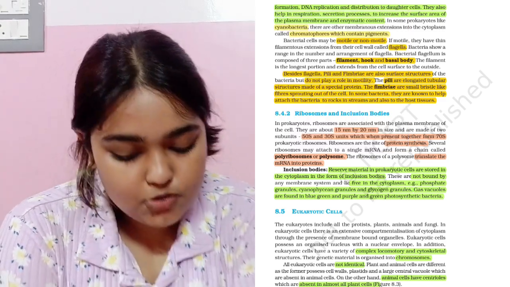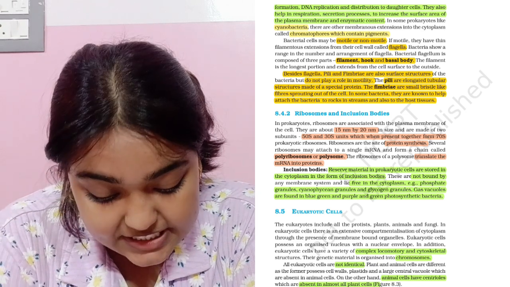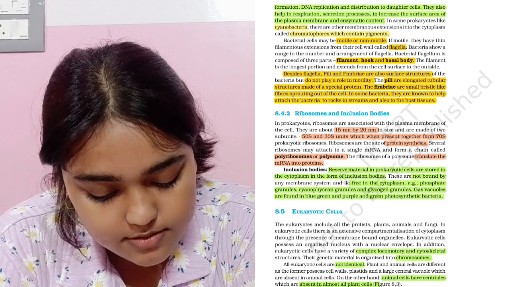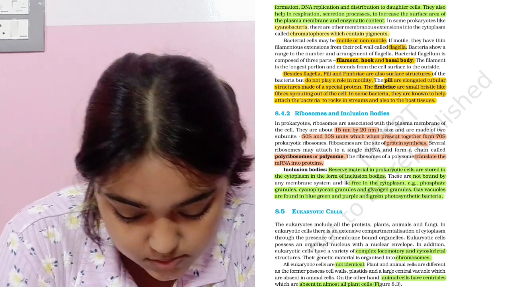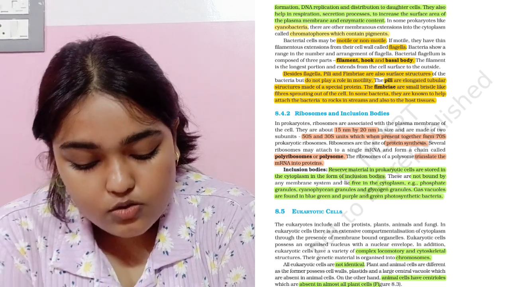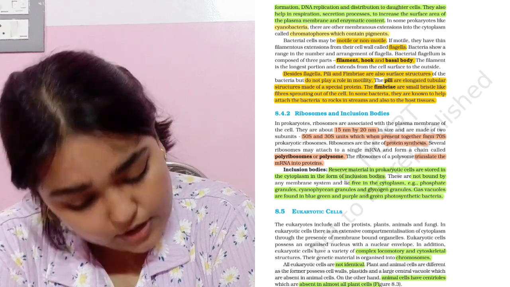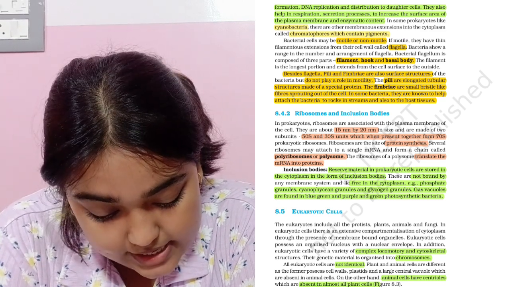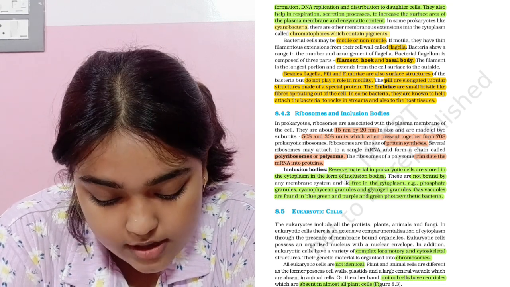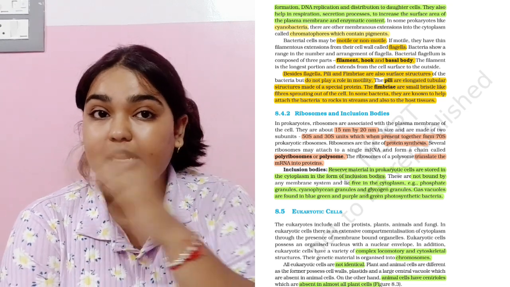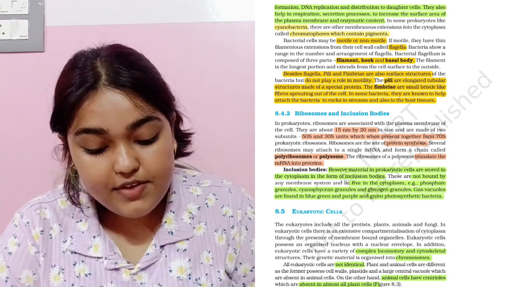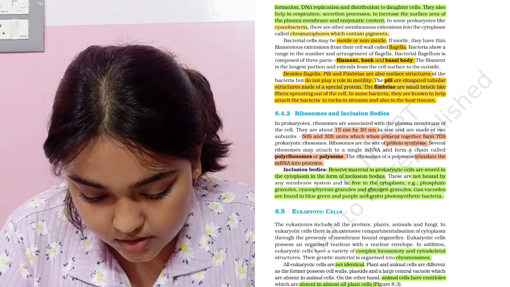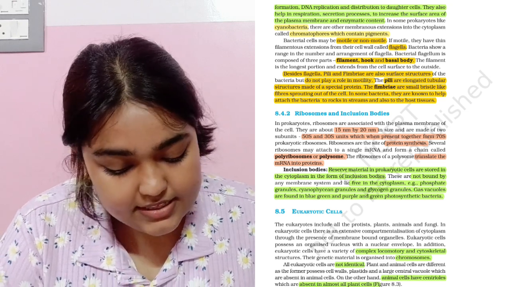Now we come to inclusion bodies. Inclusion bodies are reserve material in prokaryotic cells. Reserve material in prokaryotic cells is stored in the cytoplasm in the form of inclusion bodies. So it is like a storehouse for prokaryotes. These are not bound by any membrane. Like we have membrane-bound organelles, here we have non-membrane bound. They are free in the cytoplasm.